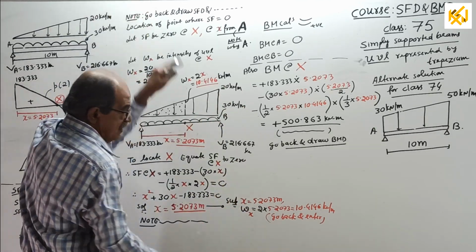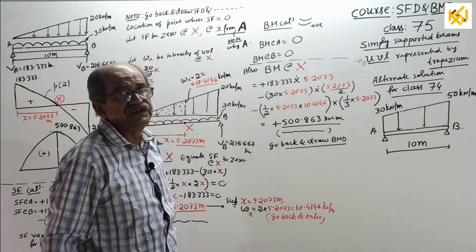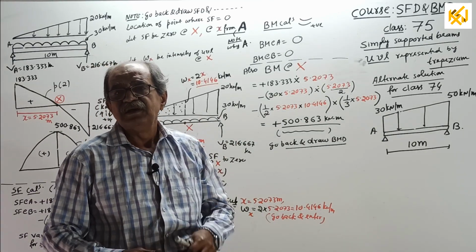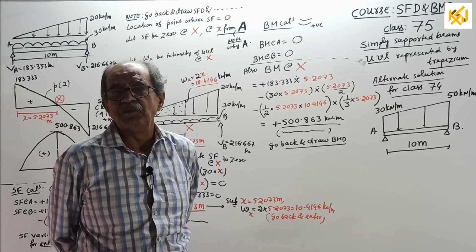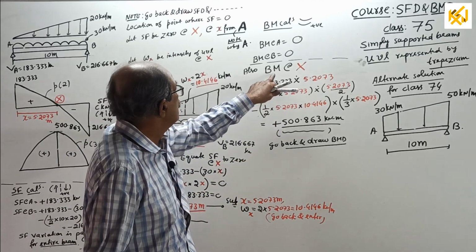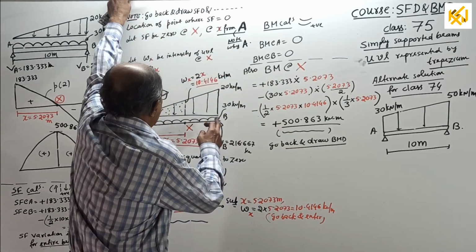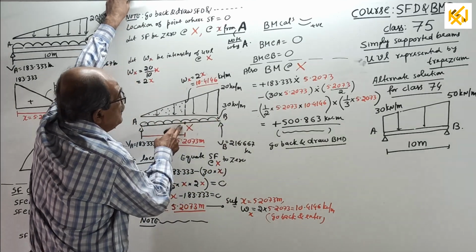one note you have to write. This is the point where shear force is 0. Therefore, later, this is the point where bending moment will be maximum. You write there. So, all this you have to write. Now, standard points are A and B. Now, a new point X is there.